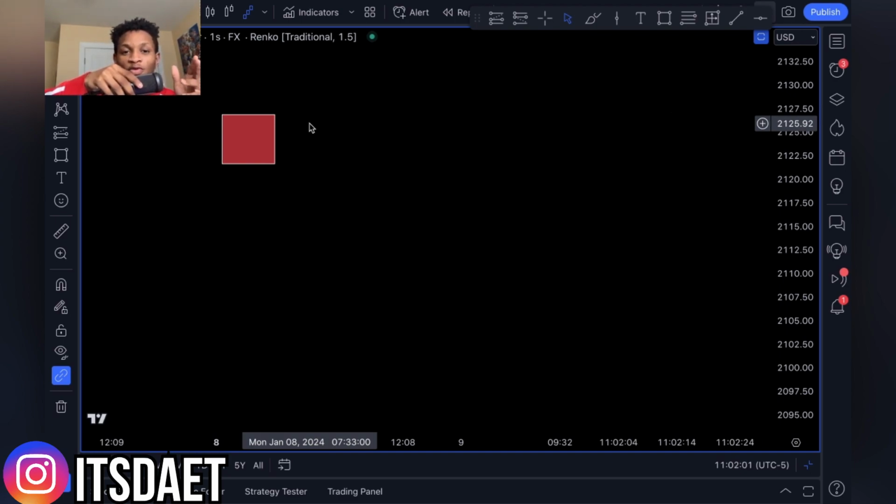When you look on TradingView for Renko, you have to buy something. You have to buy a package, right? That package, in order to get the 1 second charts on TradingView, is $60, right?